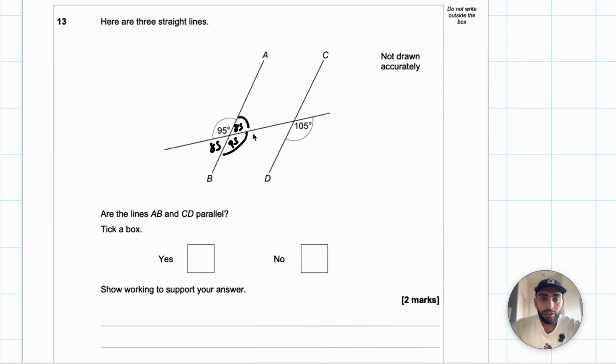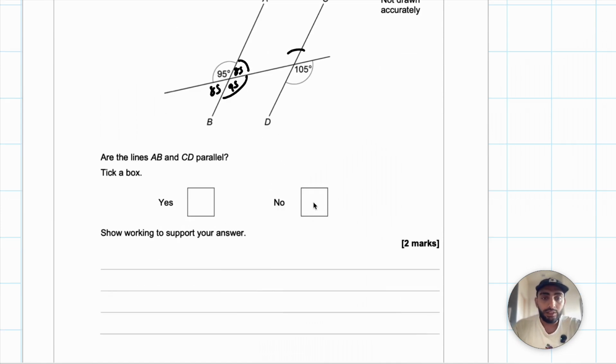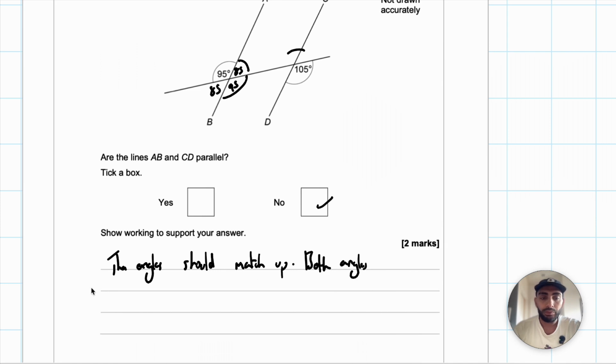If they were parallel, these four angles would be matched up with these four angles, but that's not the case here. We can see this is 105 and this is 95. The answer is no, and this would prove that they're not parallel, but we can just write the angles should match up, and the 105 degrees should be 95, or they should be the same. Both angles given should be the same if they were parallel.